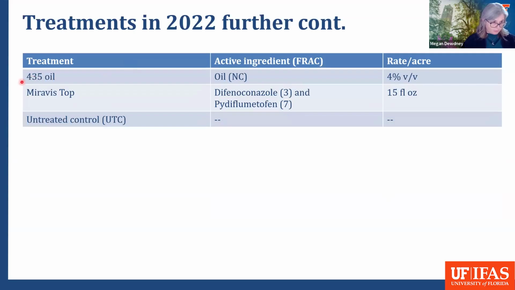We also looked at 435 oil by itself, and then a newer fungicide from Syngenta called Miravis Top. This is an interesting product because it has difenoconazole, which is in Amistar Top, used to be known as Quadris Top, which is a good product, but instead of mixing it with a strobilurin, they're mixing it with an SDHI product, pydiflumetofen, and that was at 15 ounces. And then we compared everything to an untreated control.